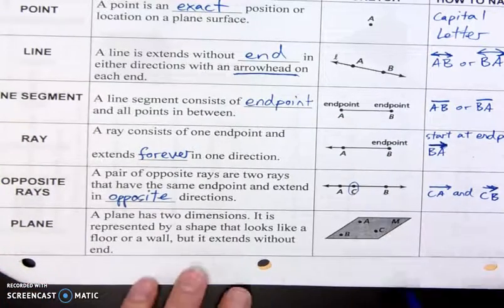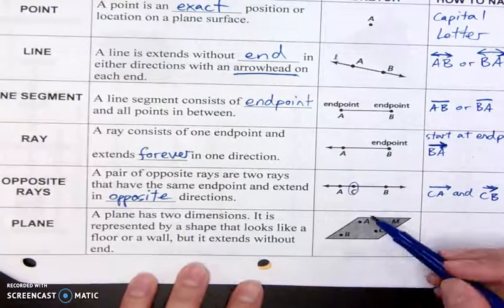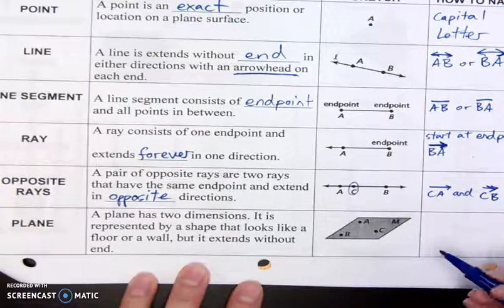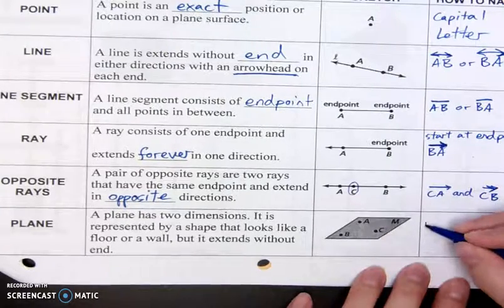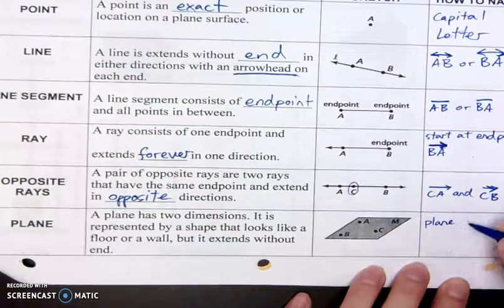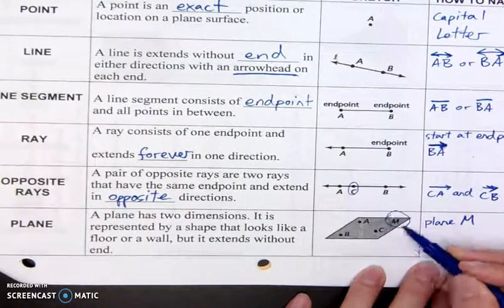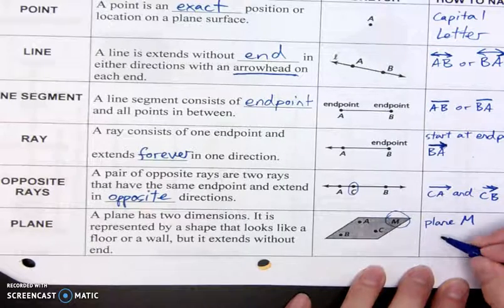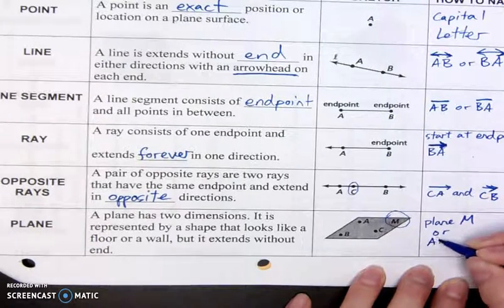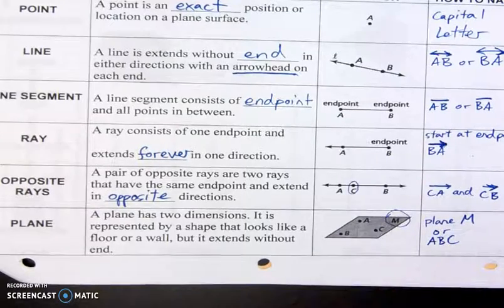And last one on this page, a plane is just two dimensions, and it's a flat shape that looks like a floor or a wall. We label it plane M, like plane followed by whatever capital letter they labeled in the corner, without a point, or we could call it plane ABC, labeling three points on the plane. All right, so when you finish that, go ahead and flip to the next page.